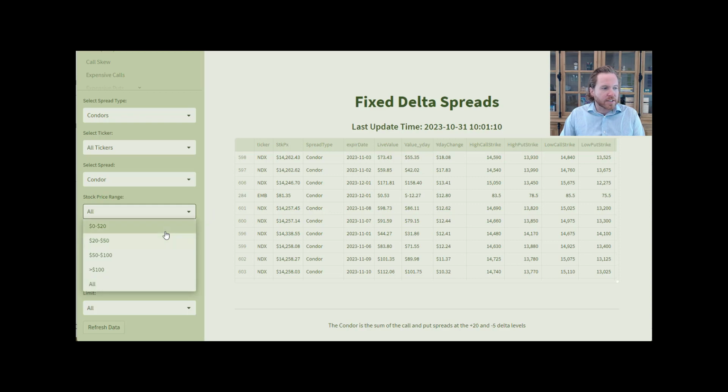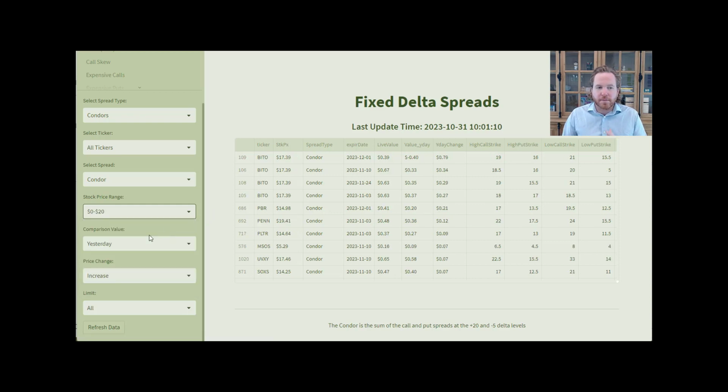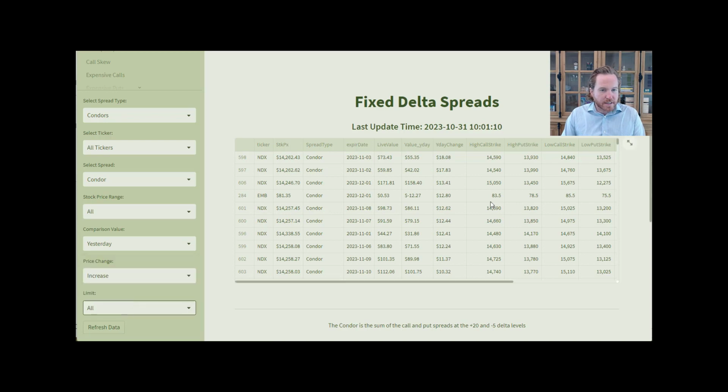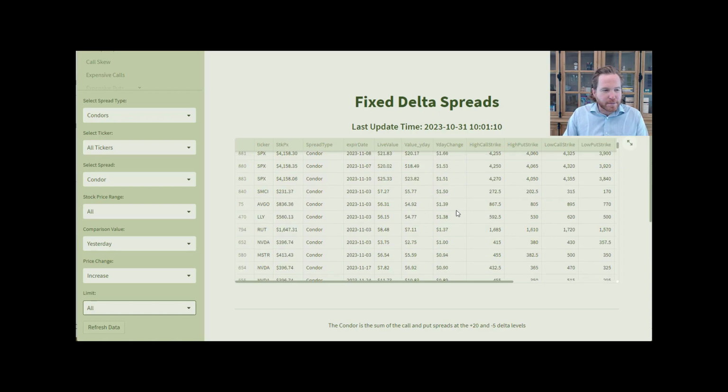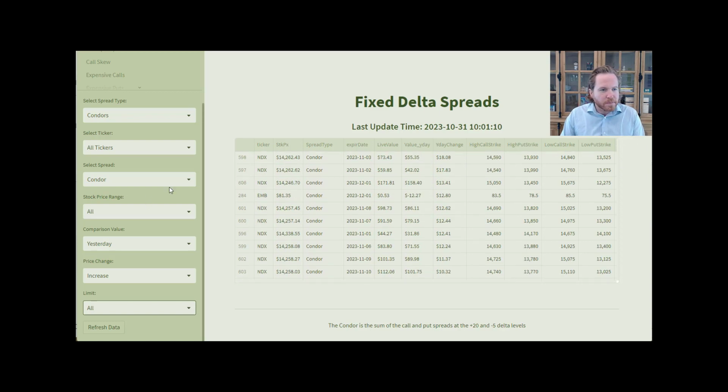But if you want to isolate your stock range to only focus on some of those smaller value names, BITO's blowing up the low end, something's going on with Bitcoin. But then you can also limit the number of results you get to, say, only the top 25. Because if you start including all prices here, that's going to spit off quite a few different spreads, especially when the market's only going in one direction. So, just some of the other filters you can use and some of the ways you can approach this report.